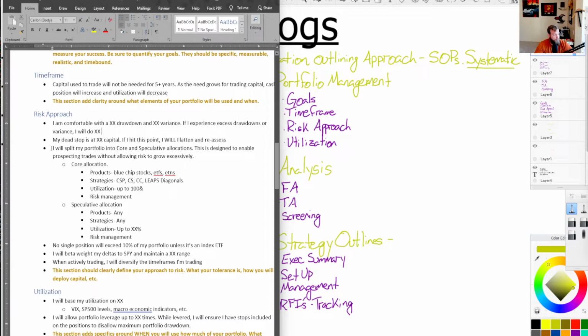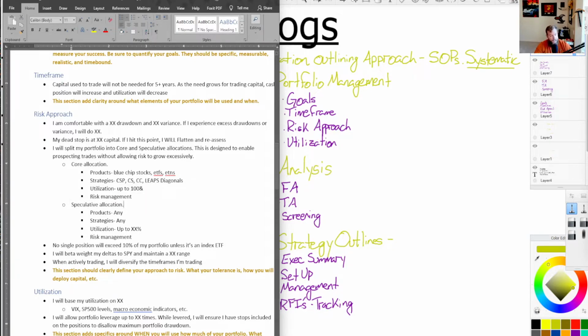One of the things that I talk about a lot is I like to split my portfolio into core and speculative allocations. Core, the way I view that, and you can define it here if you want, this is how I'm really expecting to hit that 15% per year. I am going to talk about what products, what strategies, what utilization, how I'm going to manage risk in the core allocation. And then speculative allocation.